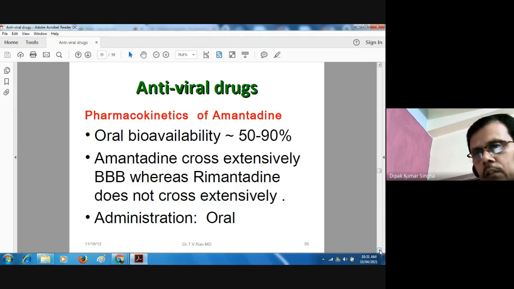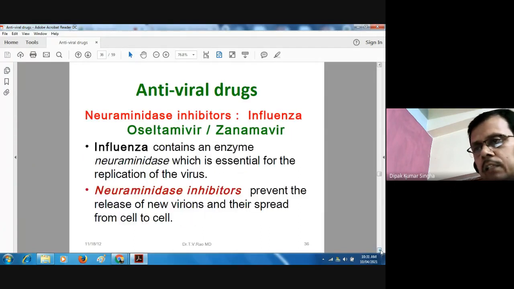So amantadine crosses the blood-brain barrier in case of CNS effect, but rimantadine does not cross the blood-brain barrier, and is only used orally.